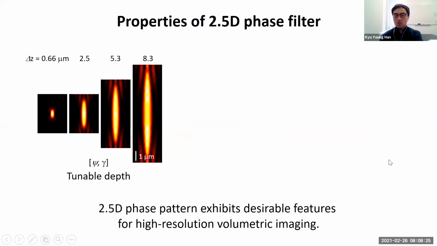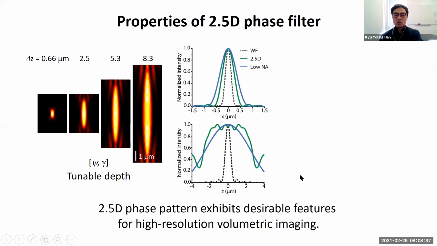Our approach has several desirable properties. For example, we can easily tune the imaging depth simply by changing these two parameters in the phase pattern. This is a typical lateral and axial profile. As you see here, compared to a low NA objective lens, 2.5D has a much flatter axial profile. If you want an even flatter axial profile, we can slightly dither the axial PSF.